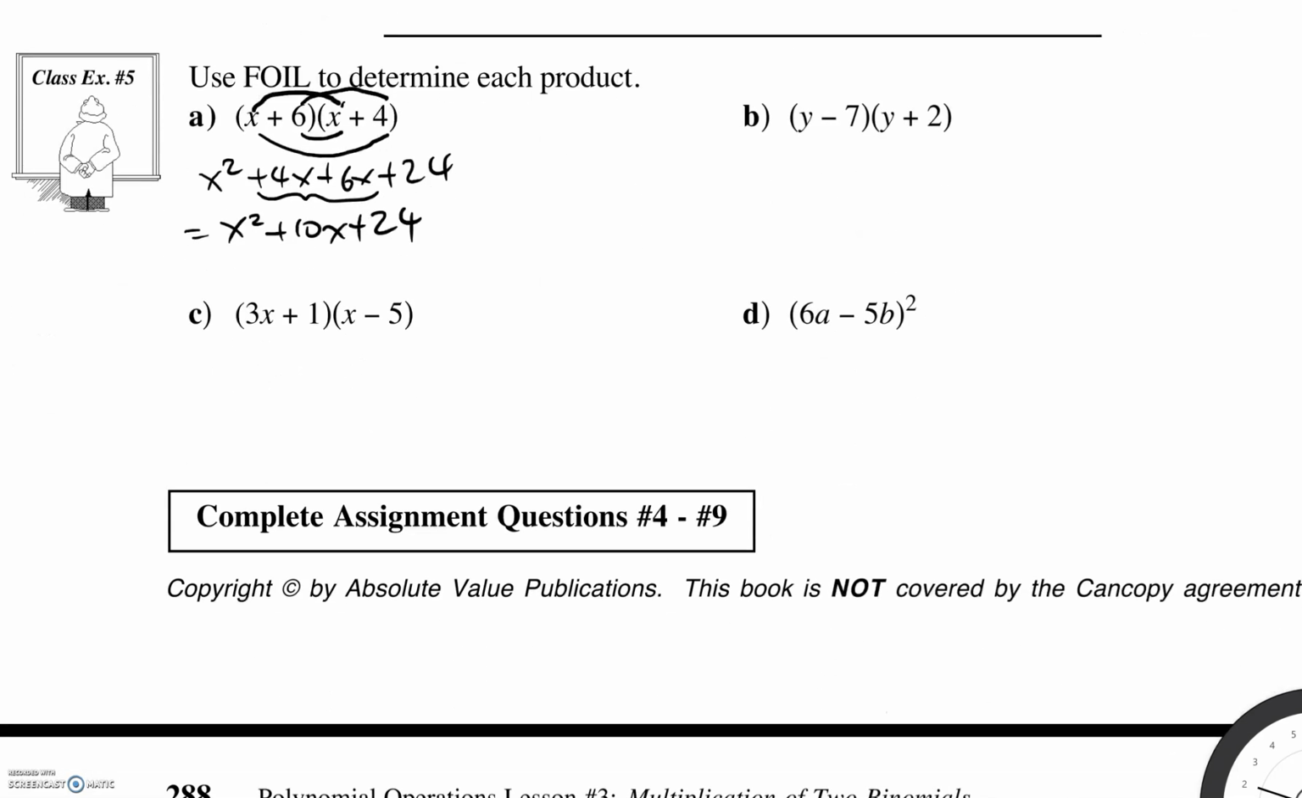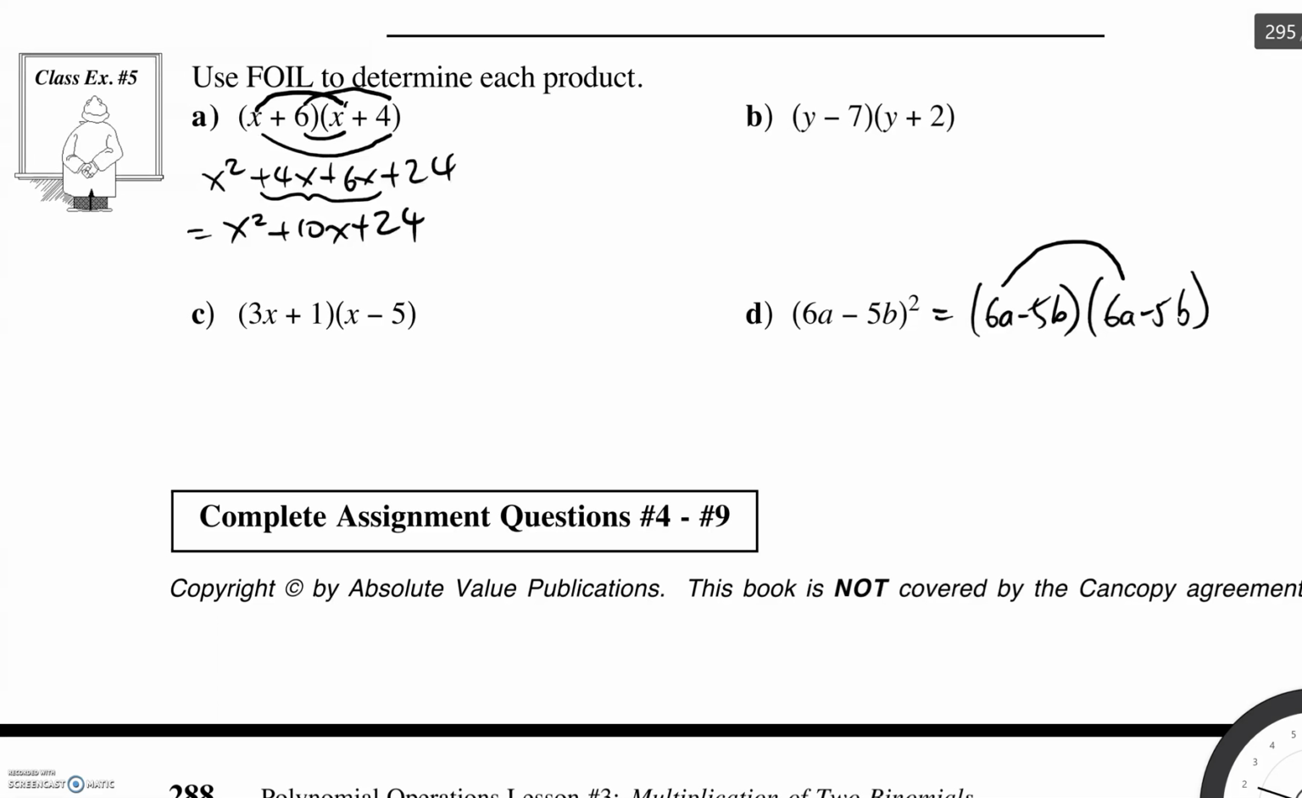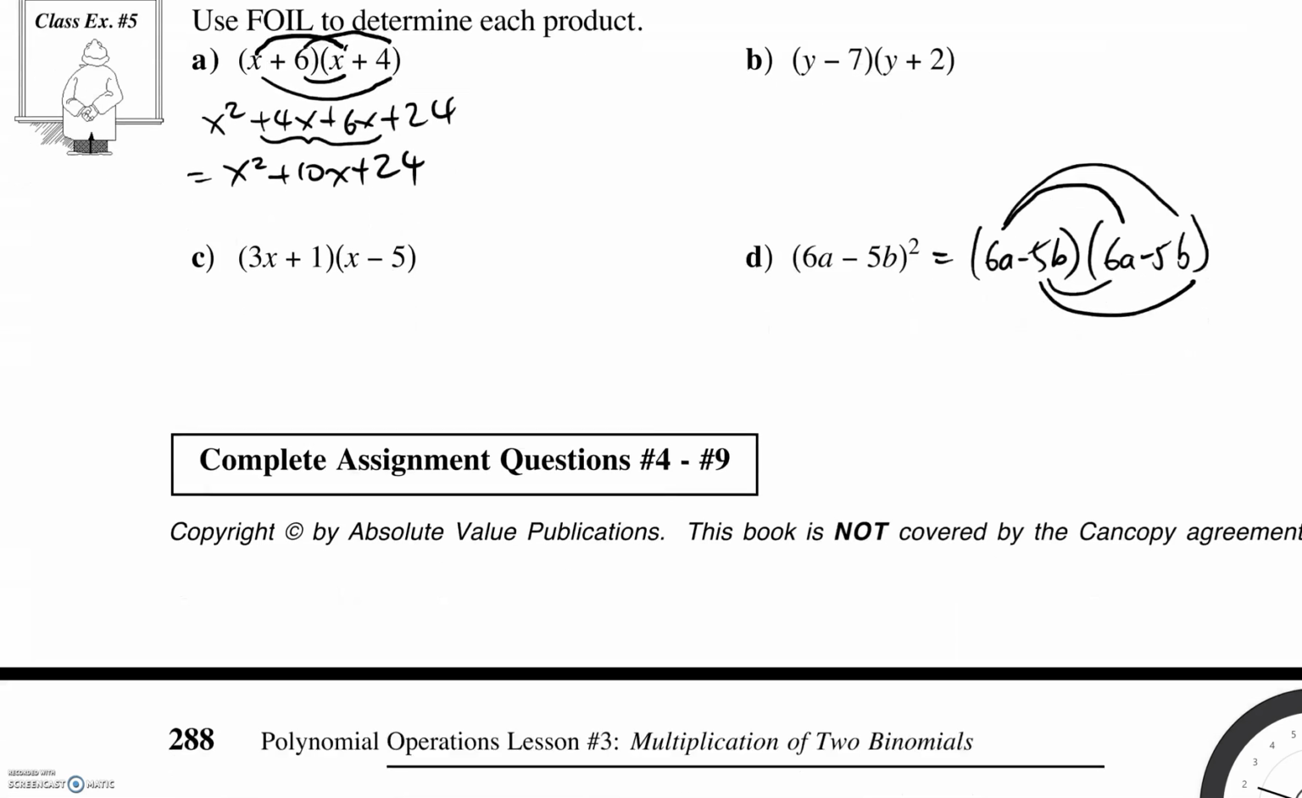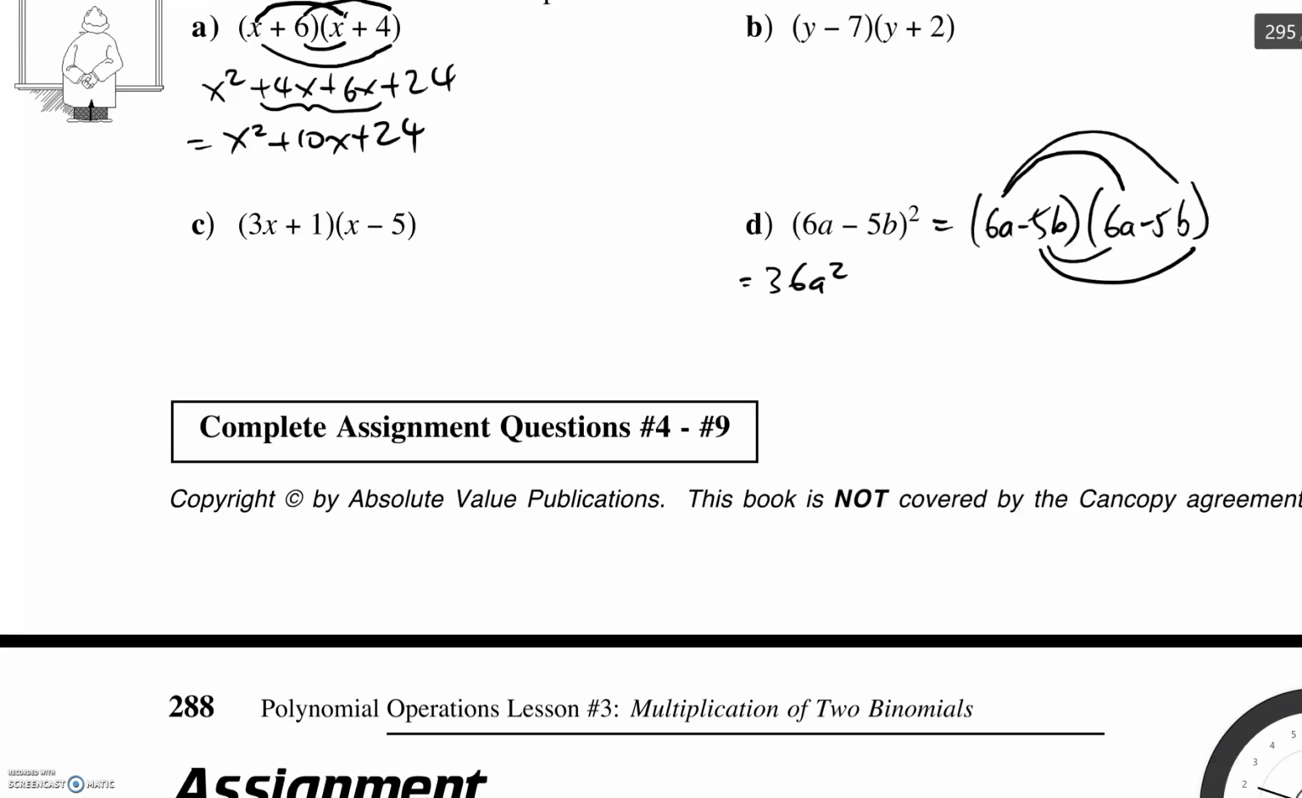It's the same thing as the distributive property. This example here is 6a minus 5b times 6a minus 5b. So we can do first, we can do outside, inside, and last. So we get 6a times 6a is 36a squared. Then we get 6a times negative 5b, minus 30ab. Negative 5b times 6a is negative 30ab. And negative 5b and negative 5b is plus 25b squared. And just collect the like terms in the middle here. 36a squared minus 60ab plus 25b squared.